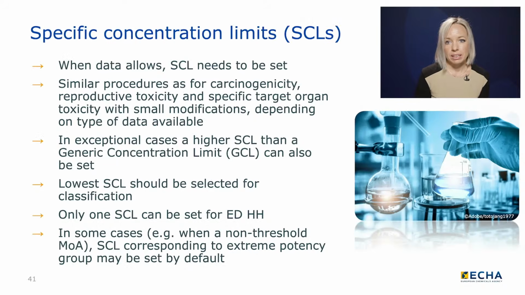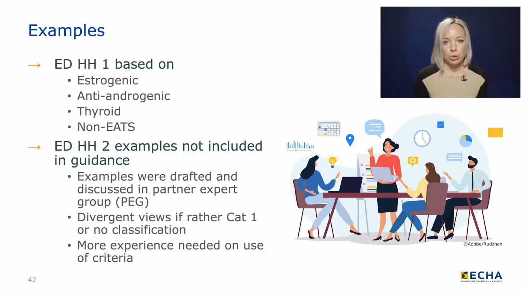There are some detailed instructions in the guidance on how to set specific concentration limits for EDs, and the method depends on the type of effect. So whether it's a cancer type of effect, reproductive effect, or target organ endocrine effect. So there are different methods for that, and also very low specific concentration limits may be set for extremely potent endocrine disruptors. For human health, there are only category 1 examples in the guidance, which may help you in understanding how to classify a substance.